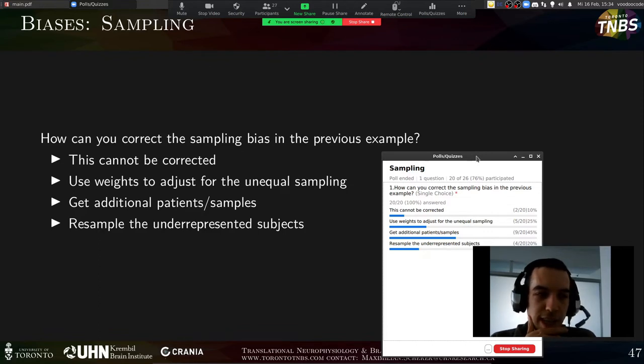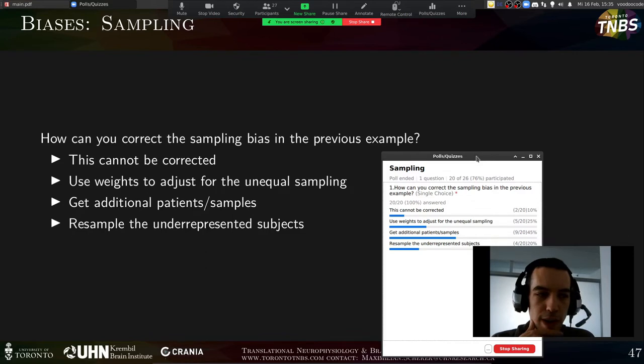You can also use weights to adjust for the unequal sampling, but if you use weights, you're gonna run into the issue that, if you want to go with a rather strong example, let's say you have 10 subjects in one group and one subject in the other group, you can adjust for that with weights, basically giving that one subject 10 times the weight of the other subjects. But the more extreme that becomes, the more you are likely to underestimate the variability within your group, and the more likely you are actually looking at outliers instead of a representative sample.